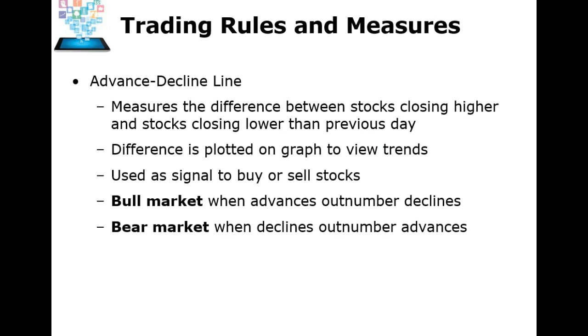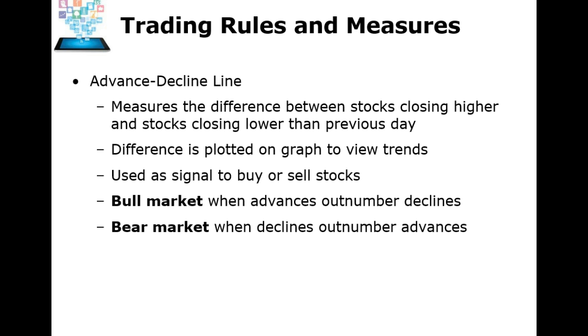Okay. So if you look at the advance-decline line, it measures the difference between the stocks closing higher versus the stocks closing lower the previous day. And the difference is plotted on the chart. So if we have 500 stocks closing higher minus 400 stocks closing lower, we have 100. And then the next day, it could be two different numbers. Maybe we have 150. So we just plot it. So we could plot this advance-decline line and use it as a signal to whether to buy or sell the market.